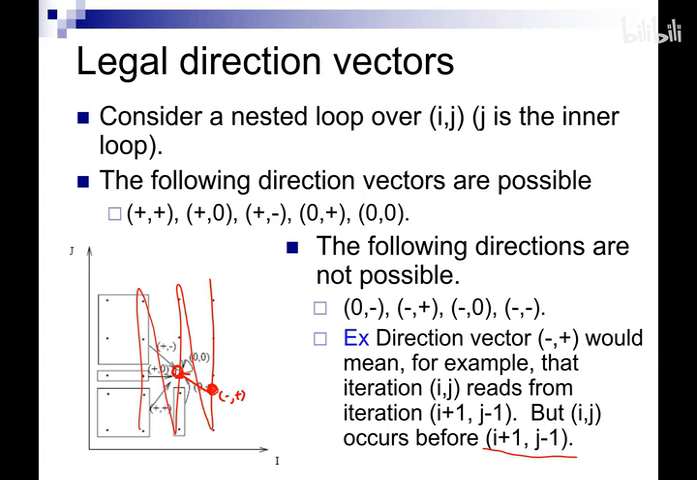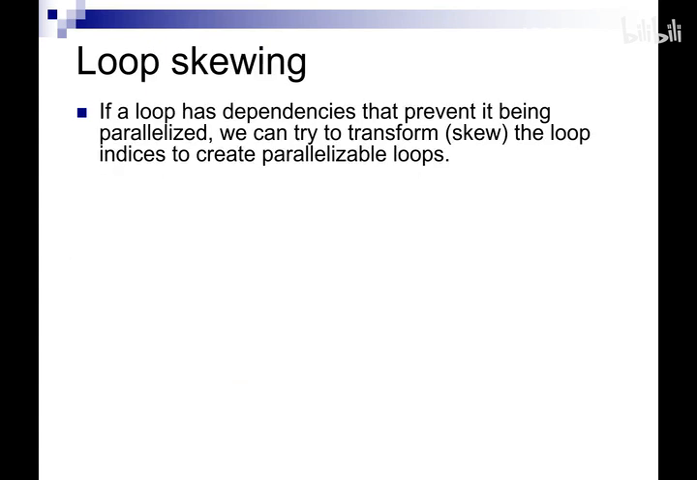Okay, so that's one of these things that's not possible, and then you can check that all of these other directions are also not possible because they would imply that an earlier iteration depends on something from a later iteration. So we have these legal or possible directions, and then we have some other illegal ones. Now we can talk about this technique called loop skewing. This is going to use these direction vector concepts.